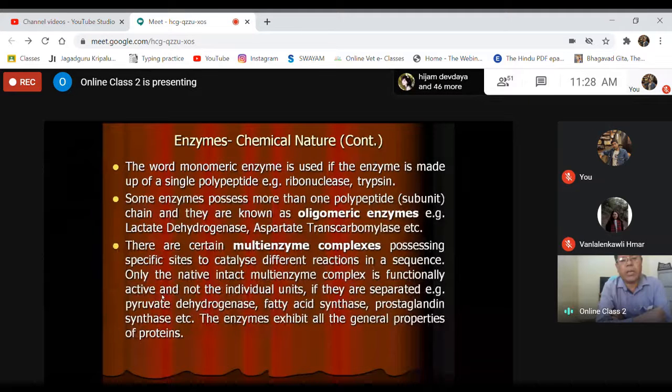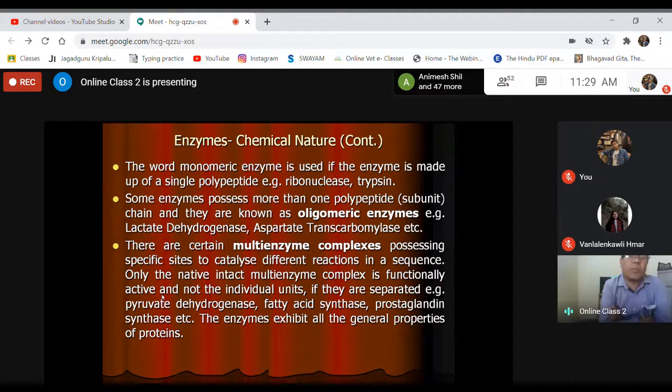Okay, the word monomeric enzyme is used if the enzyme is made up of a single polypeptide. So if the enzyme has only one polypeptide chain, then that particular enzyme is called a monomeric enzyme. The examples are ribonuclease and trypsin. They have only one polypeptide, so they are called monomeric enzymes. But there are many enzymes which contain more than one polypeptide chain. They are called oligomeric enzymes. Some enzymes possess more than one polypeptide or subunit chain, and they are known as oligomeric enzymes.